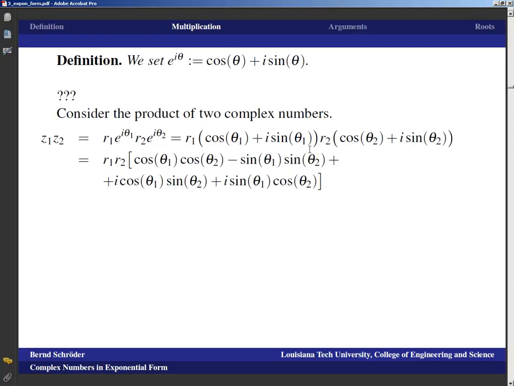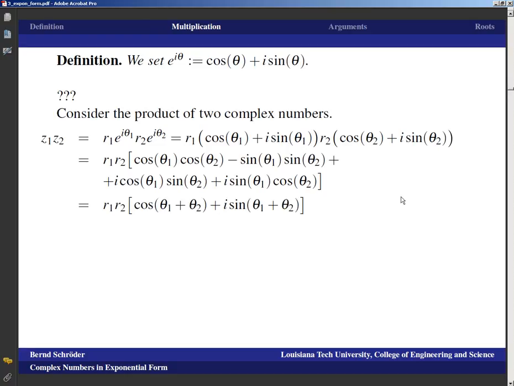And, well, then of course the r1 times r2, we can put that out front, and if we multiply all these cosines and sines, we get cosine theta 1 cosine theta 2, i sine theta 1 times i sine theta 2, which is negative sine theta 1 sine theta 2, plus, and then we get the imaginary parts, cosine theta 1 i sine theta 2, and i sine theta 1 cosine theta 2 right here.